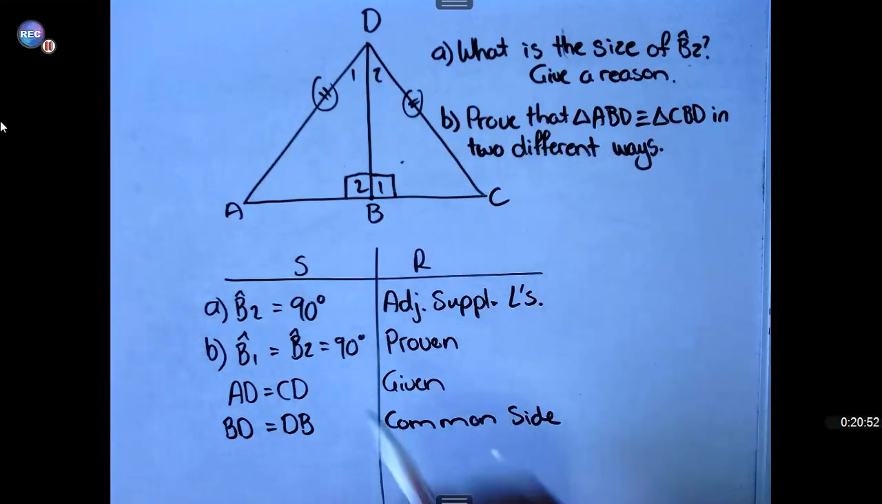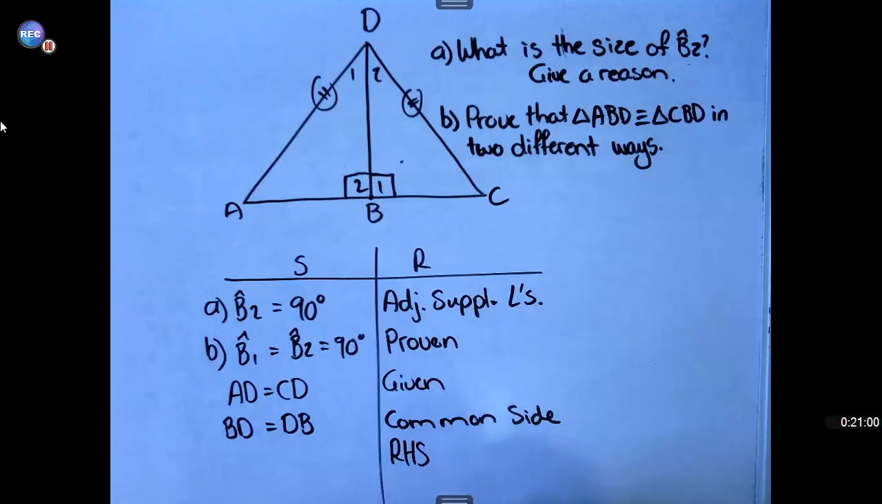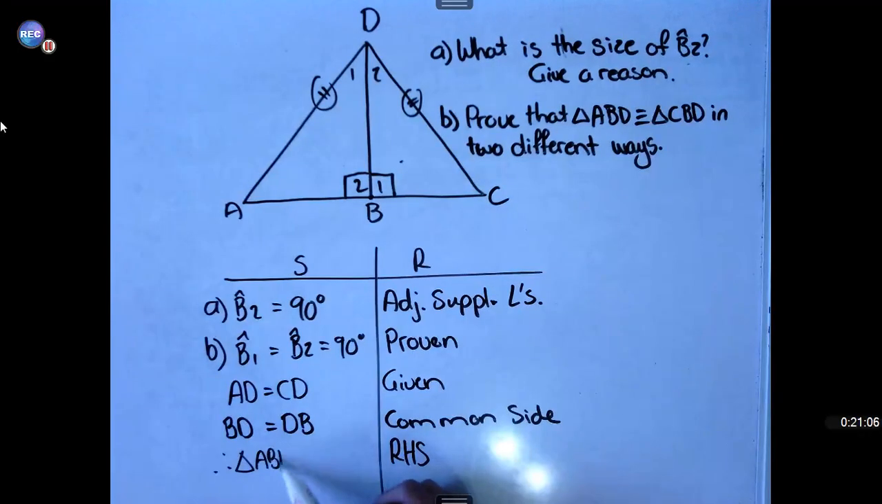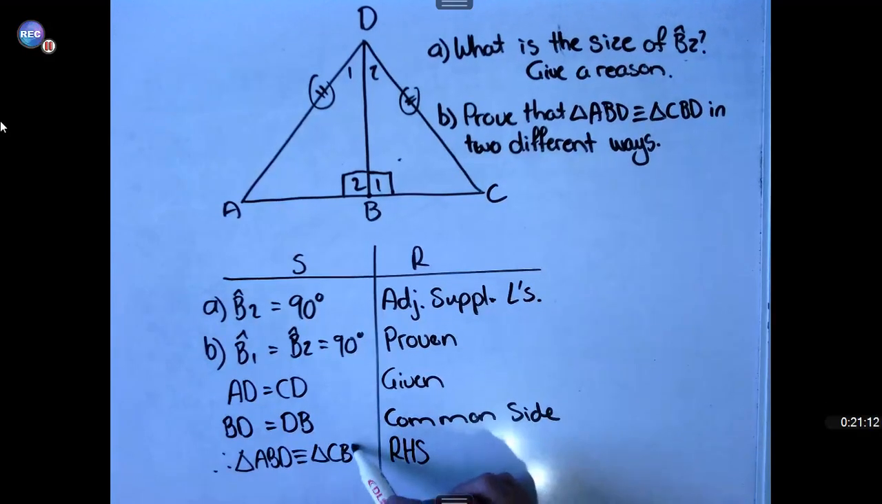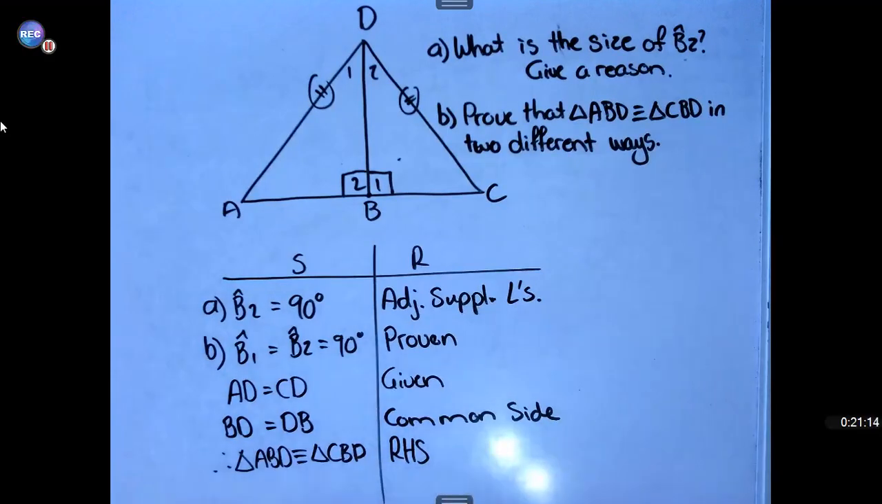Then, obviously you've got your three facts. So now you need to give me the condition that you work with, which is RHS. And therefore, triangle ABD is congruent to triangle CBD over here. That is the one way or method that you could use to prove congruency.